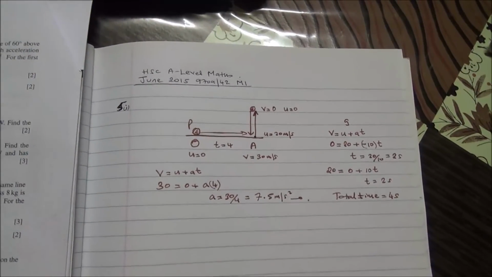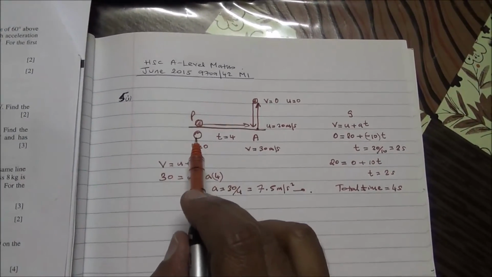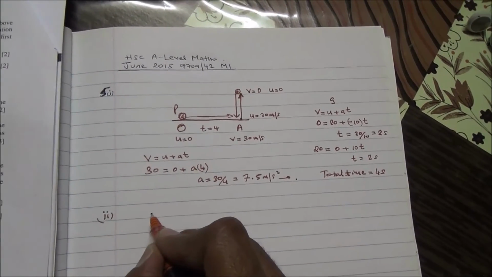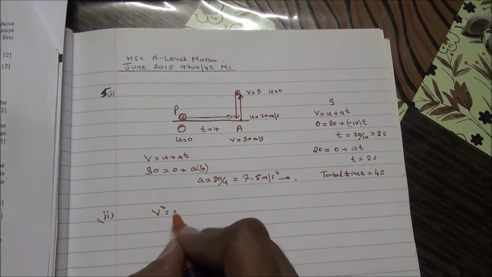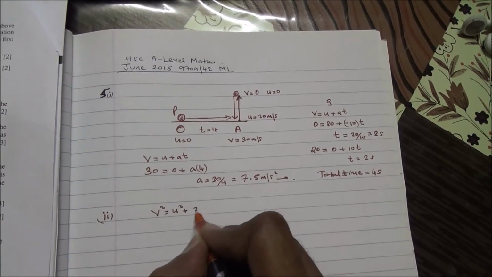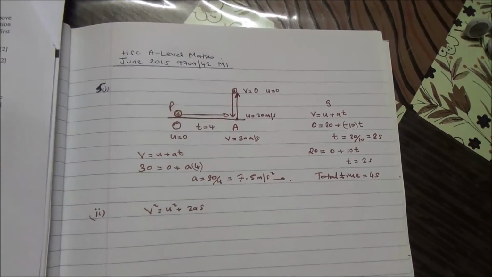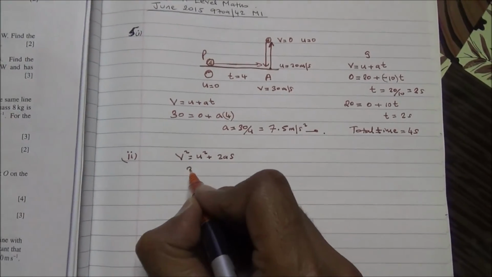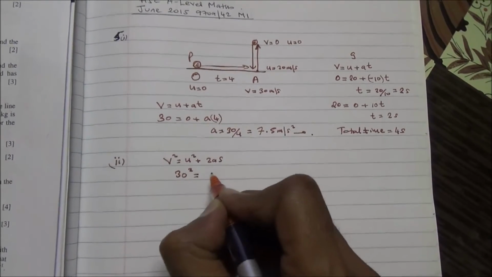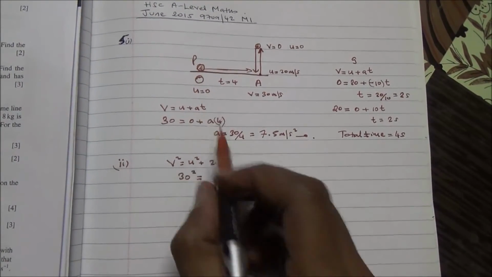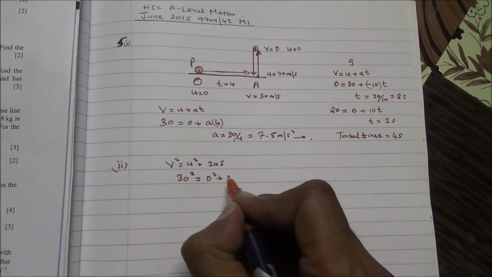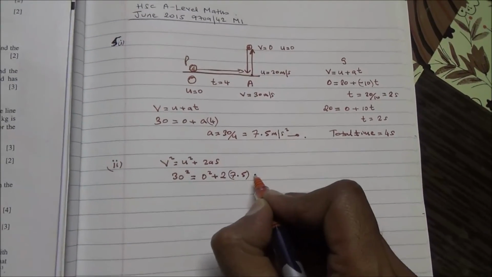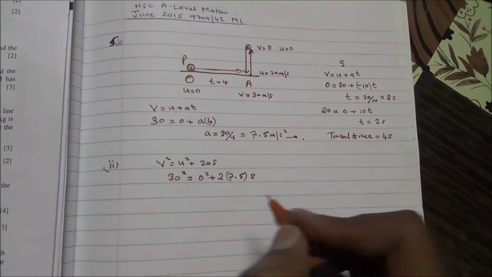Now, for the second part, we need to find the distance traveled from O to A. So how are we going to do this? We can perhaps use v squared is equal to u squared plus 2as. That's the second formula for kinematics. So what is v squared? The final speed is 30. So 30 squared is equal to u squared, for P is 0, so 0 squared, plus 2as. 2 times a was just found to be 7.5, and s will be the distance.